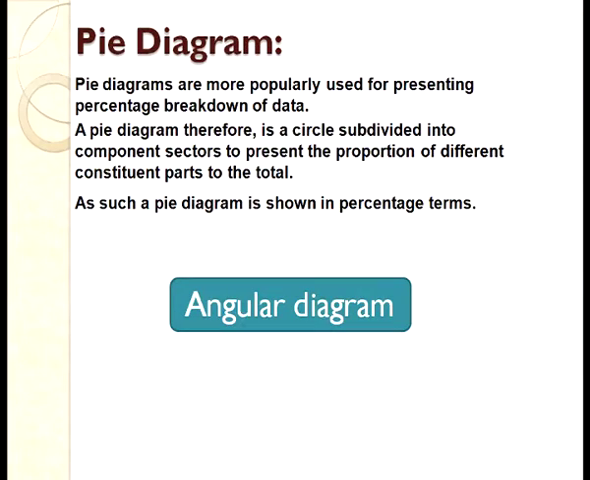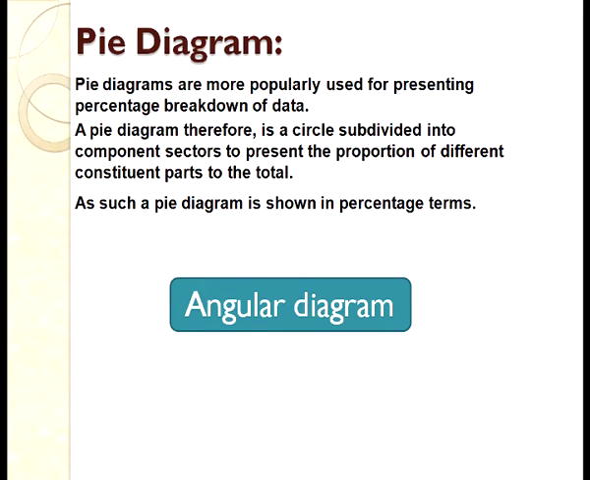So let's start with the class and let's discuss the pie diagram. A pie diagram is an angular diagram that popularly shows the percentage breakdown of data. So we can say that a pie diagram is a circle subdivided into component sectors to present the proportion of different constituent parts to the total.